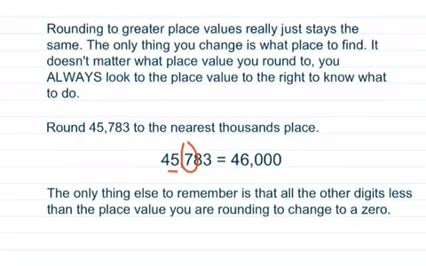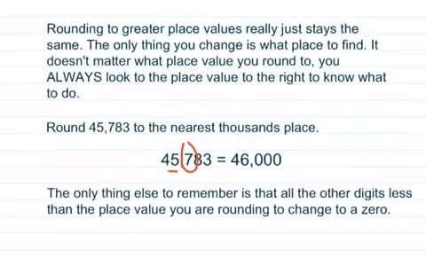Well, rounding to other greater place values really just stays the same. The only thing that really changes is what place value you have to find based on what the question is asking you to do. Regardless, every single time you round, you always find the place value to the right. That's the digit that's going to tell you what to do.